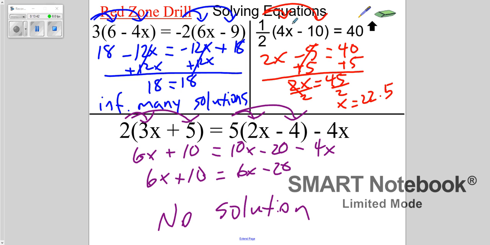Second one in red, you do the distributive property. Then it's just a 2-step equation. You add 5 to both sides and divide by 2. You get 22.5. You could leave your answer as 45 over 2.